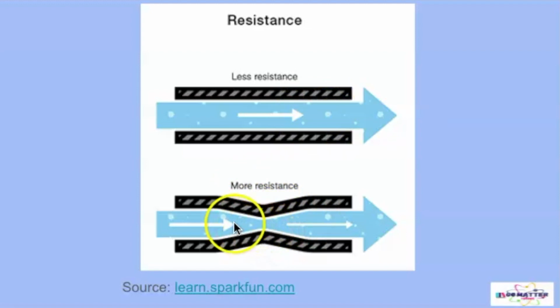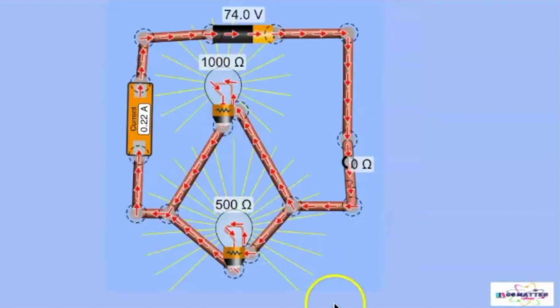More resistance, the flow of current is difficult. Less resistance, the current can flow easily. Resistance allows us to regulate the current flow through different parts of the circuit.